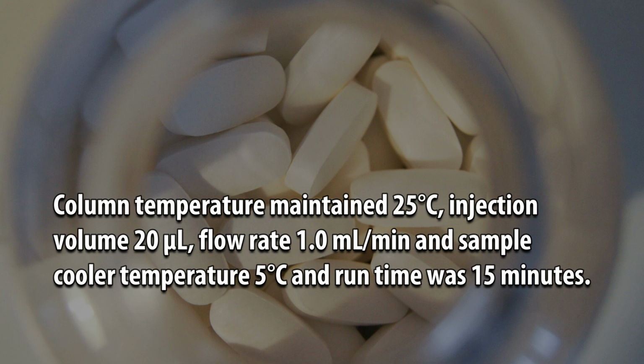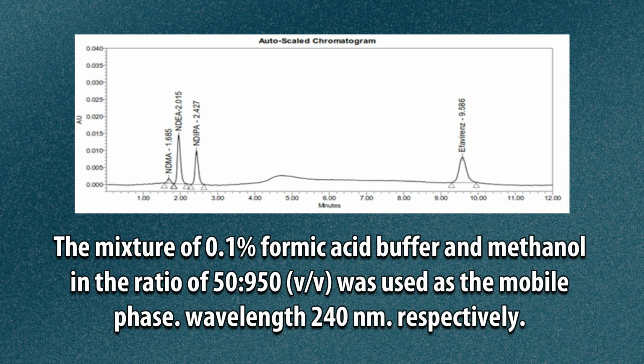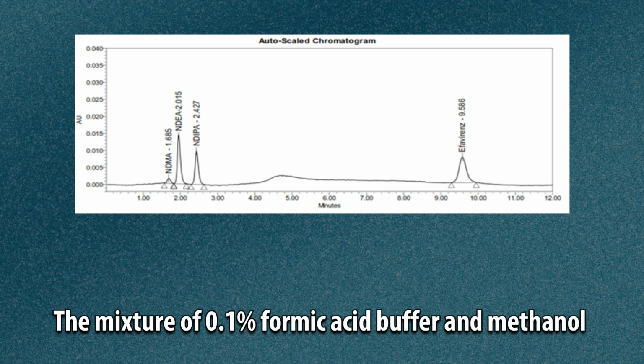Column temperature maintained 25 degrees Celsius, injection volume 20 microliter, flow rate 1.0 ml/min and sample cooler temperature 5 degrees Celsius and run time was 15 minutes. The mixture of 0.1% formic acid buffer and methanol in the ratio of 50:950 v/v was used as the mobile phase. Wavelength 240 nanometer, respectively.